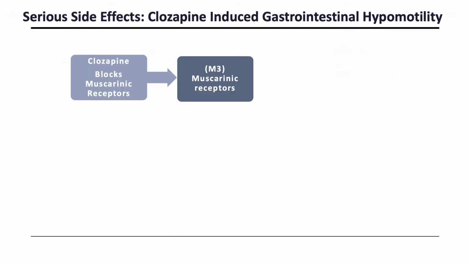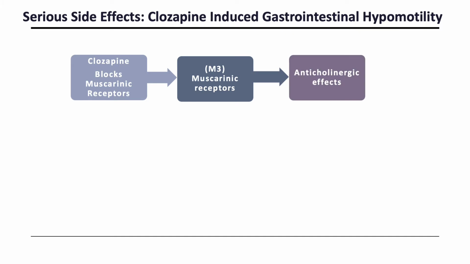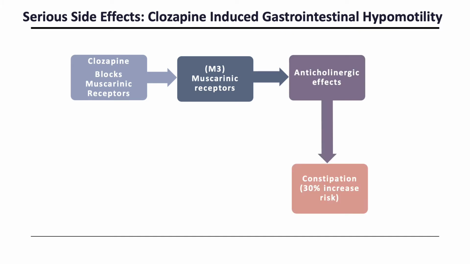Clozapine antagonizes M3 receptors, which has an anticholinergic effect. Clozapine also antagonizes the H1 receptor. Constipation is a common side effect of clozapine treatment, with the prevalence being more than 30%, which is 3 times more than that seen with other antipsychotics.